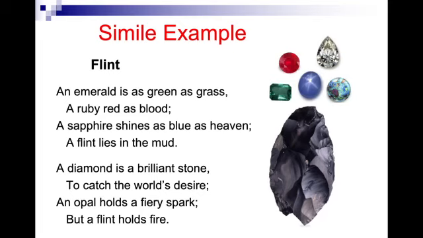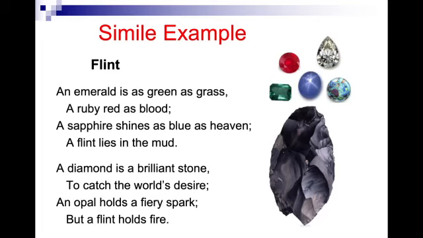So here's a poem called Flint by Christina Rossetti that has similes. An emerald is as green as grass, a ruby red as blood, a sapphire shines as blue as heaven, a flint lies in the mud. A diamond is a brilliant stone to catch the world's desire. An opal holds a fiery spark, but a flint holds fire.